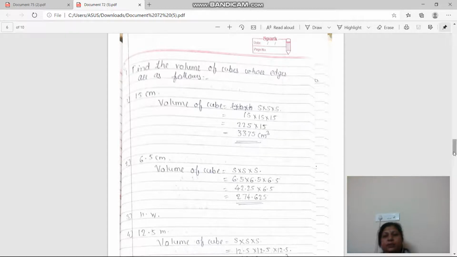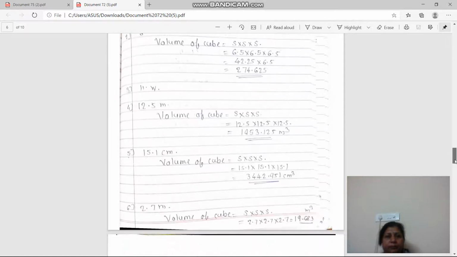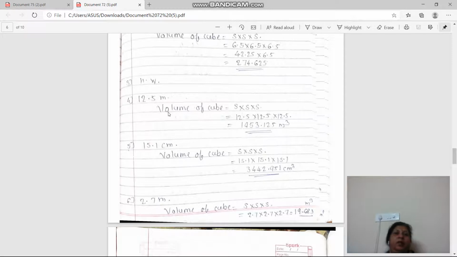Now next. Volume of cube is equal to, it is 12.5 meter, right? So S into S into S, that is 12.5 multiplied by 12.5 multiplied by 12.5. Okay, so it is 1953.125 meter cube, right?